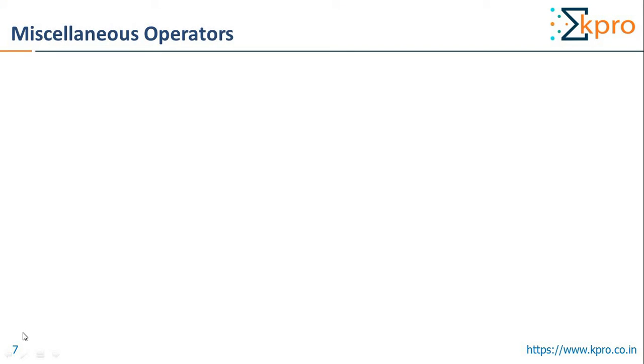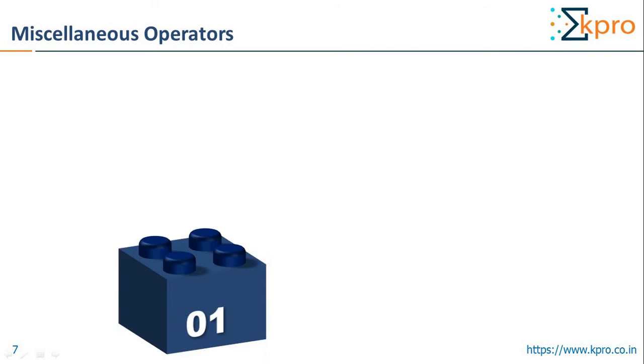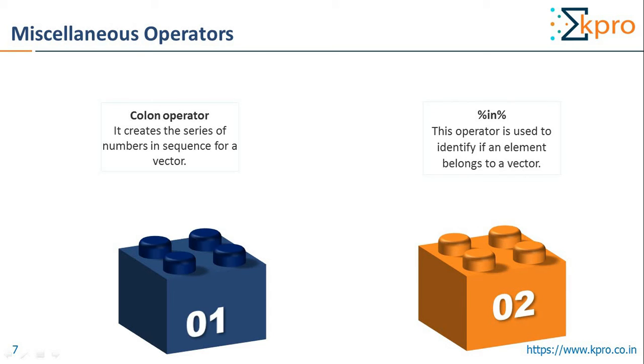Now we'll understand miscellaneous operators. So we have different kinds of miscellaneous operators in R. Here I have listed 2 of them. So let's go ahead and understand what they are. The first one is the colon operator. The colon operator is used to assign a list of values to a variable. Like if you want to assign 1 to 10 to a variable, then we can use the colon operator. And the second one is the in operator. It is used to identify whether an element belongs to a vector or not. So let's check how to use them.